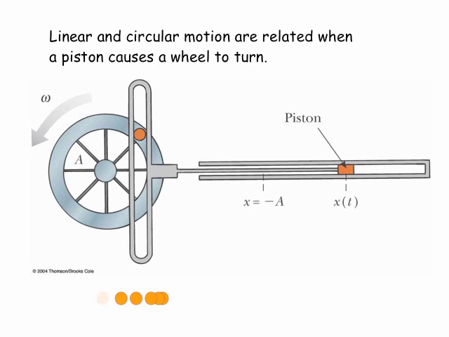This idea is being shown here with the wheel and the piston. If the piston goes back and forth in simple harmonic motion, it'll push on the knob that moves the wheel to move the wheel around with a constant angular velocity. So linear and circular motion are related when a piston causes the wheel to turn. Or if the wheel goes around with a constant omega, constant angular motion, the piston will go back and forth in simple harmonic motion.